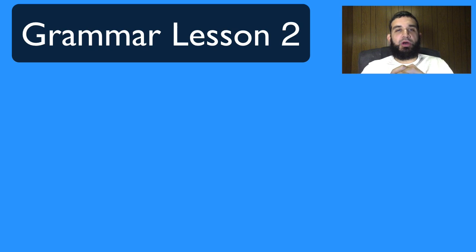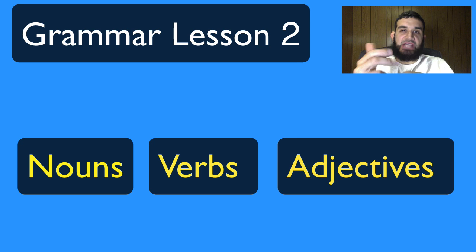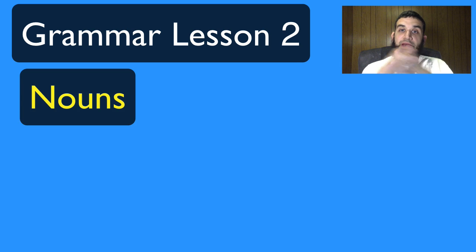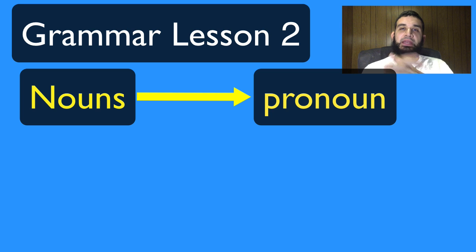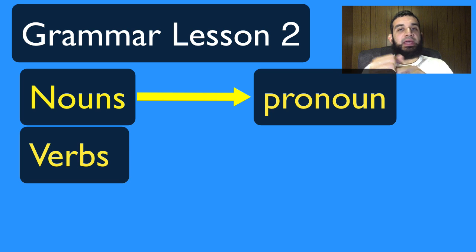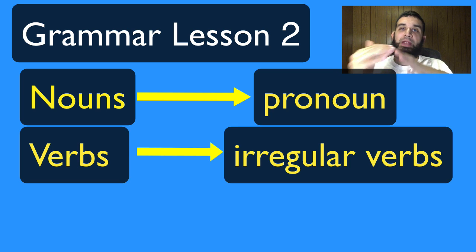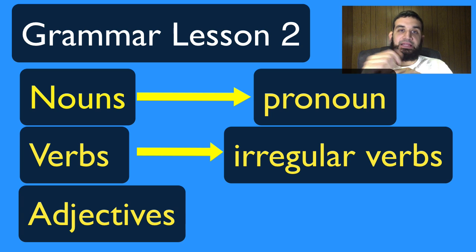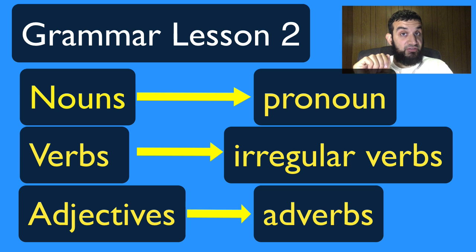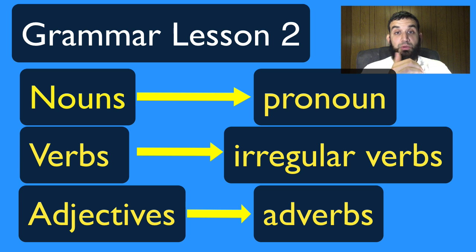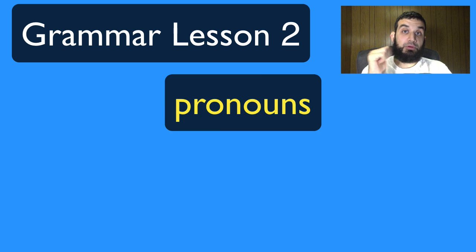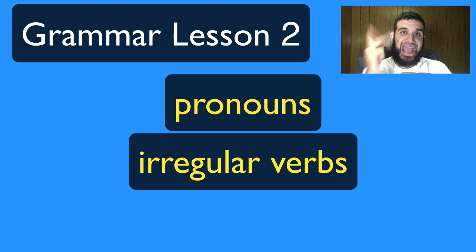So in Lesson 1 you learned what nouns, verbs, and adjectives are. We're going to expand on that and learn more about that in Lesson 2 here. In Lesson 1 you learned what nouns are. In Lesson 2 you're going to learn what a pronoun is. In Lesson 1 you learned what a verb is. In Lesson 2 you're going to learn what irregular verbs are. In Lesson 1 you learned what adjectives are, and in Lesson 2 you're going to learn what adverbs are. Those are the three things we're learning about in Lesson 2: pronouns, irregular verbs, and adverbs.